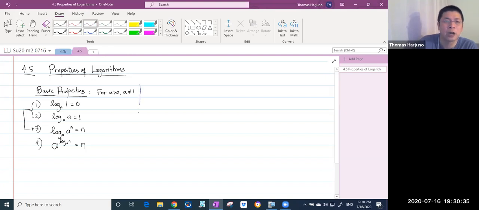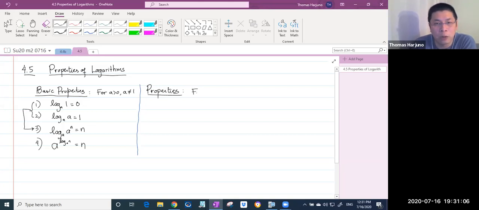Now, after these four basic properties, there are three properties of log that you need to memorize. So you need to memorize the basic ones, of course, but on top of that, you need to memorize this also. In fact, memorize it in this order.